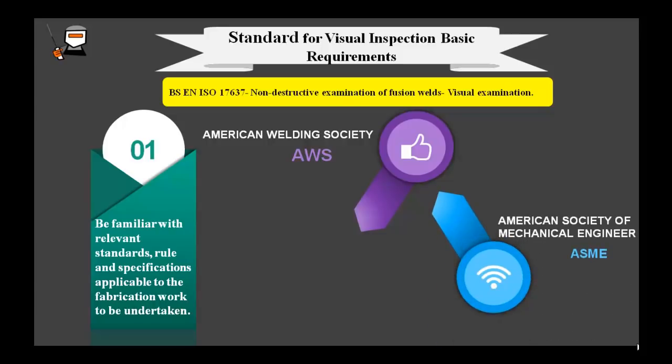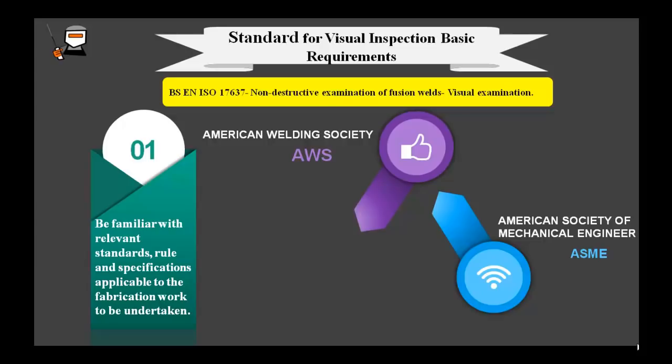Second is the American Society of Mechanical Engineers, short form ASME. This society is responsible for the development of boiler and pressure vessel codes, which contain 11 sections and cover the design, construction and inspection of boilers and pressure vessels. ASME also produces the code for pressure piping, which consists of 7 sections.